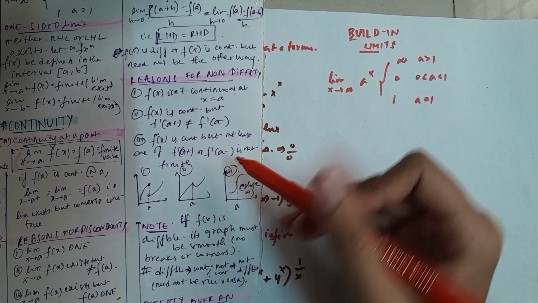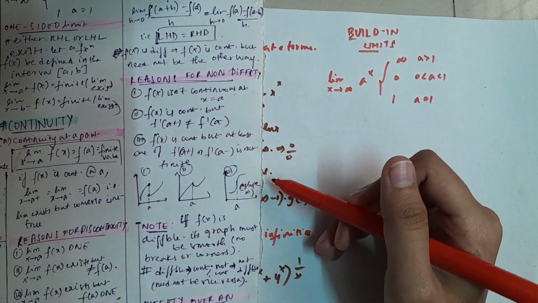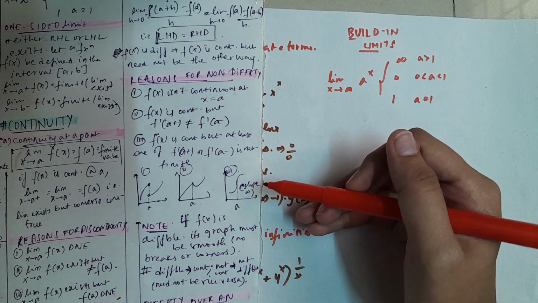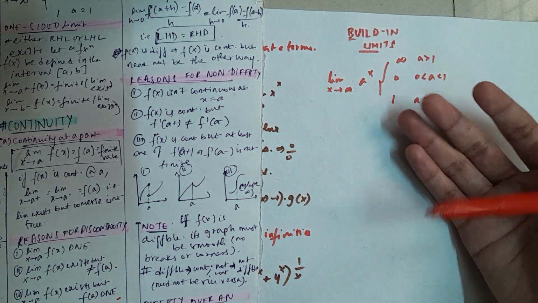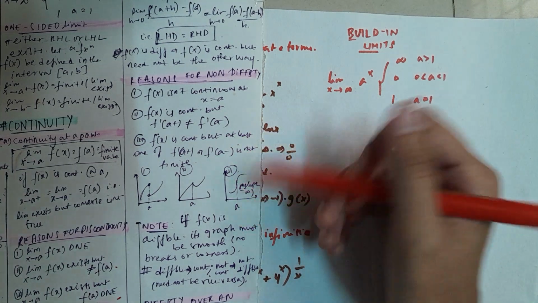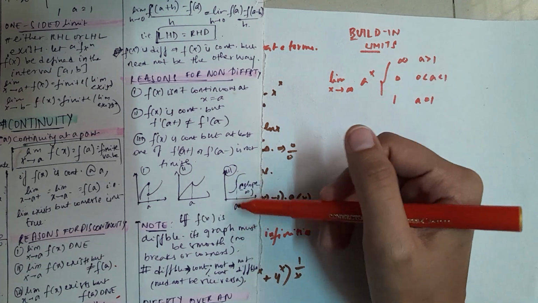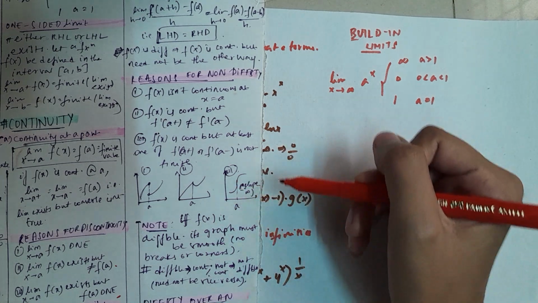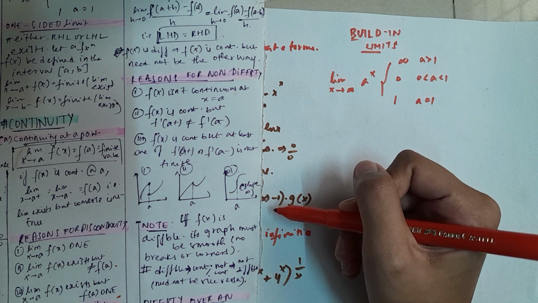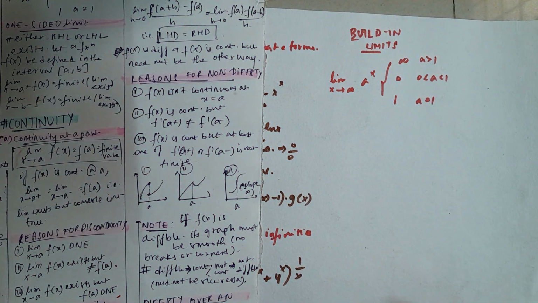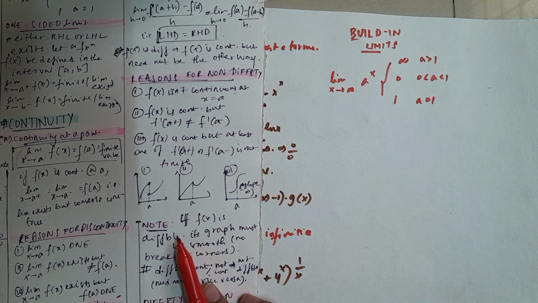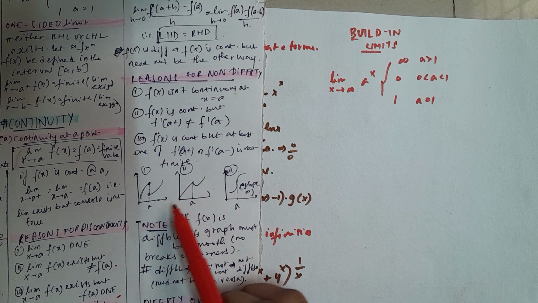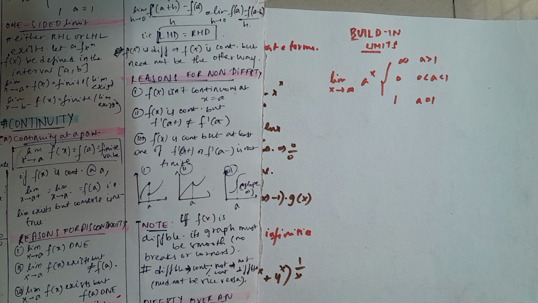Next, the function is continuous and the left hand derivative is equal to the right hand derivative, but the derivative itself at that point is not finite. Over here you can see it's like a straight line, so it's an infinite slope. In this case you can't differentiate that function at a. And you have a note point: if a function is differentiable, its graph must be smooth. So there should be no break or corner. Only then you can differentiate it.